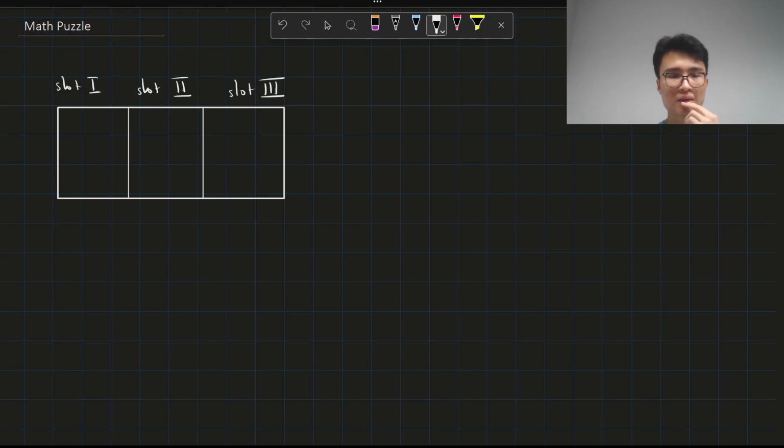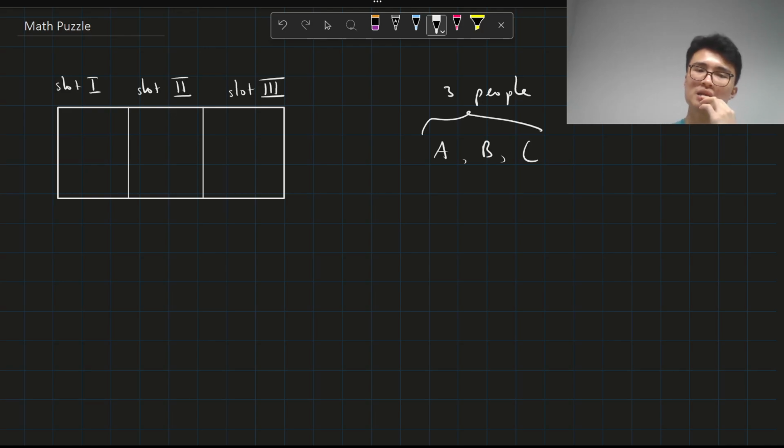And now we have three people, A, B, and C. You can think of them as people or letters or whatever makes it easier to imagine. So now it's three people: A, B, and C. All right, so here are the rules of the game.